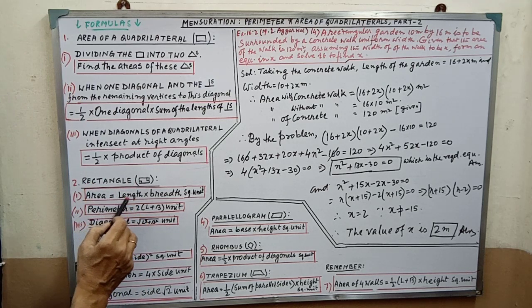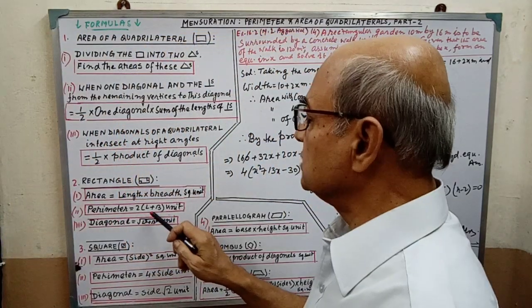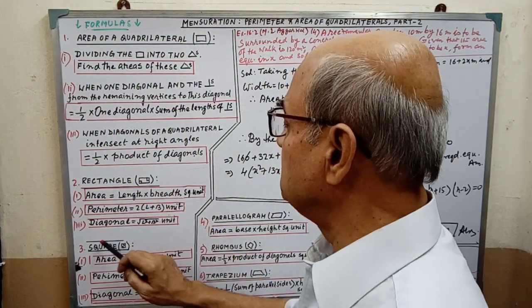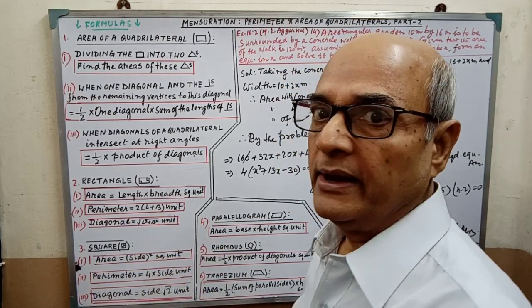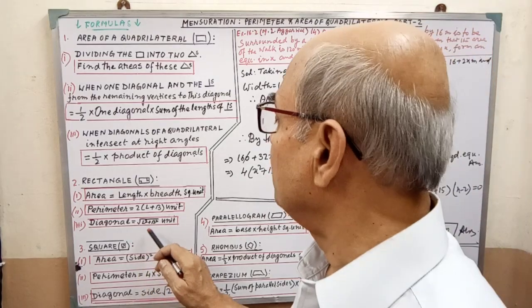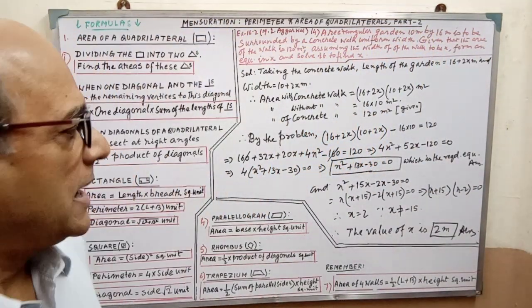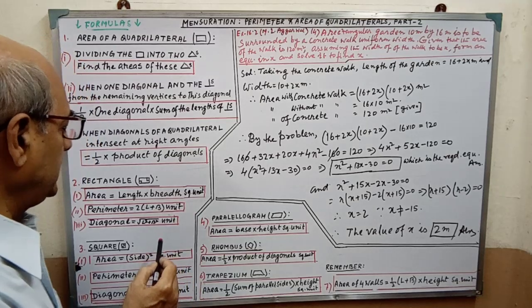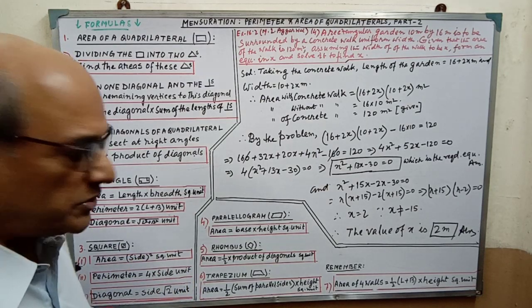Area of rectangle, length into breadth square unit, and perimeter, that is 2 into length plus breadth unit. Diagonal, that is root over length square plus breadth square unit. Area always will be square unit, and length, breadth, height and perimeter only unit. That you have to remember.